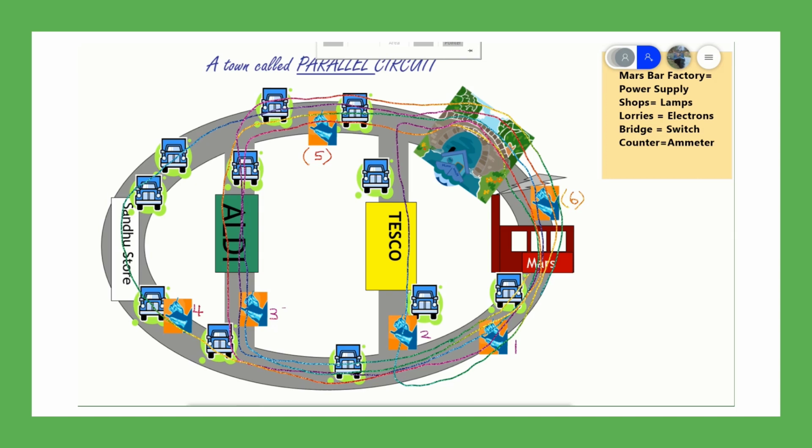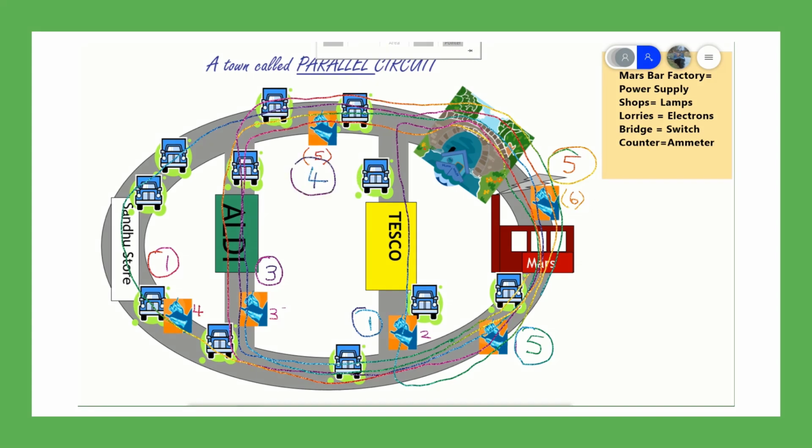Okay, so let's have a count. So how many did this? Well, let's do these ones first. So counter 2. 1 for counter 2. 1, 2, 3 for Aldi there. 1 for Sandu stores. Over here. 1, 2, 3, 4, 5. 5 for counter 6. 1, 2, 3, 4, 5 for counter 1. And 1, 2, 3, 4 for counter 5.